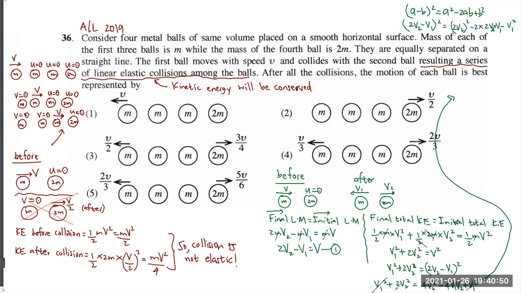Then the 4v1 v2 goes to the left side. And here I have 4v2 square. This 2v2 square comes to right side. Then I will end up with 2v2 square.